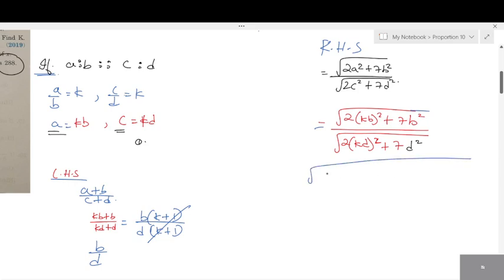Okay. Square root of 2 into, what do you get? K square B square plus 7 into B square, divided by square root of, which common part?